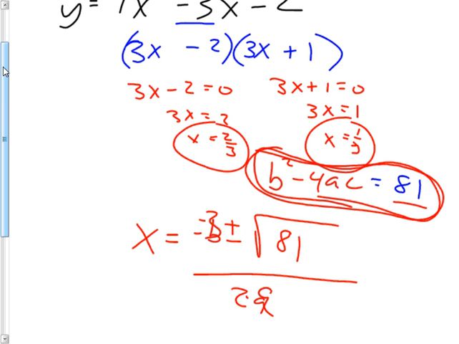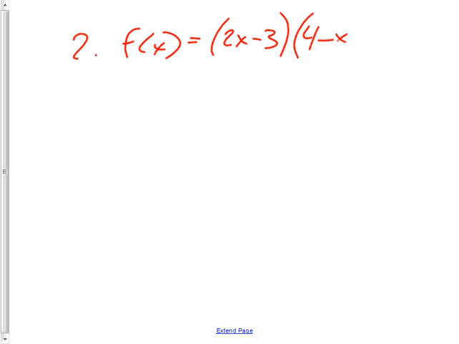All right, let's do the first one together. Number one's too easy. I'm going to go to number 2. Number 2's got one of those little twists in it. It says f of x equals 2x minus 3, and 4 minus x. There's the twist right there. And x plus 1.